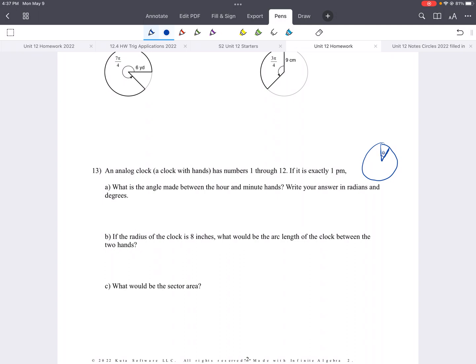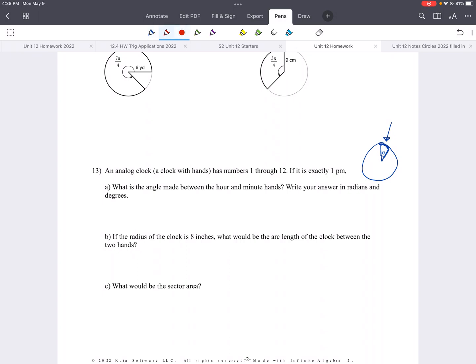Okay, so kind of think of the fraction of the circle. If a circle is 360 and there are 12 hours in a circle on a clock, what fraction of the circle is the angle made by those hands? So write that down in radians and degrees. And number 2 asks, if the radius of the clock is 8 inches, what would be the arc length of the clock between those two hands? So what is this arc length here?